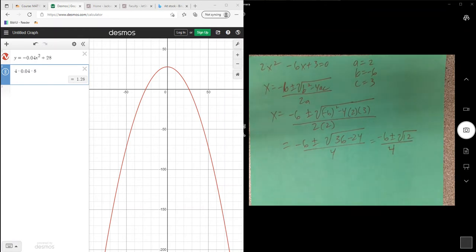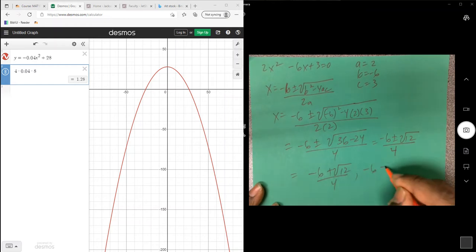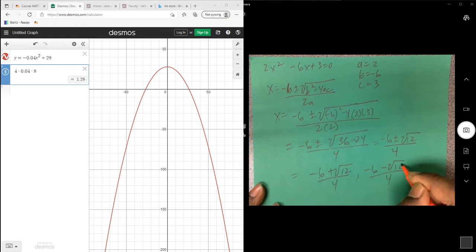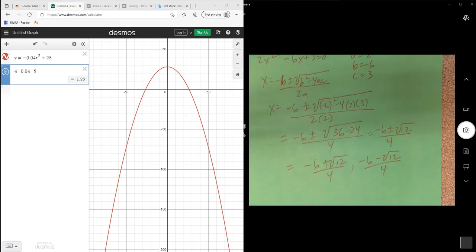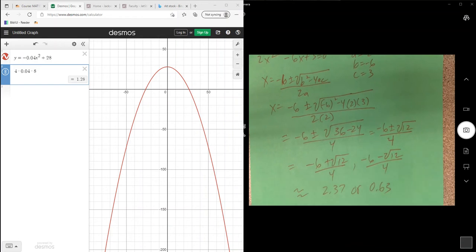Now, when we put this in a calculator, you will put this in as -6 plus the square root of 12 over 4, and then -6 minus the square root of 12 over 4. Now, when we put these two values in the calculator, we'll get one value that's approximately 2.37, or the other value, which would be 0.63. And this would be our final answer. Now, our next problem that we would do is problem number 9.